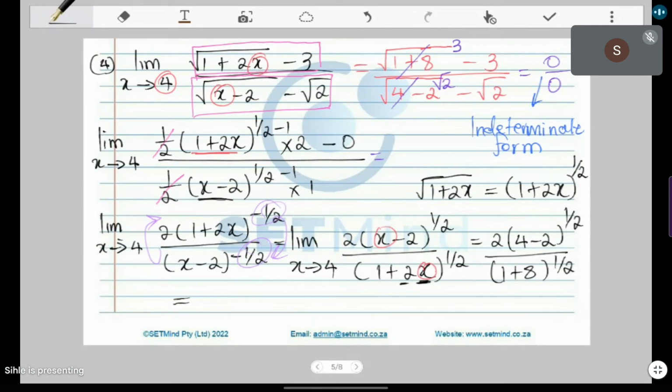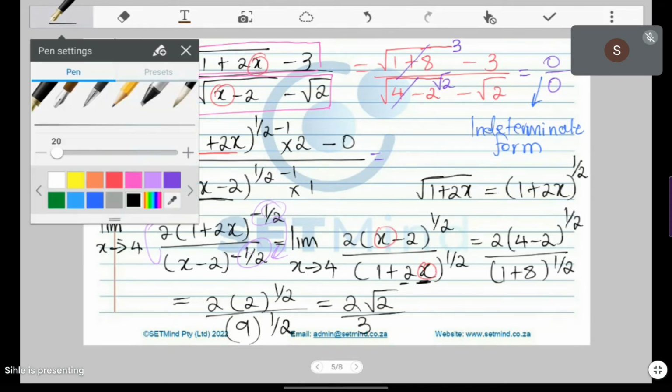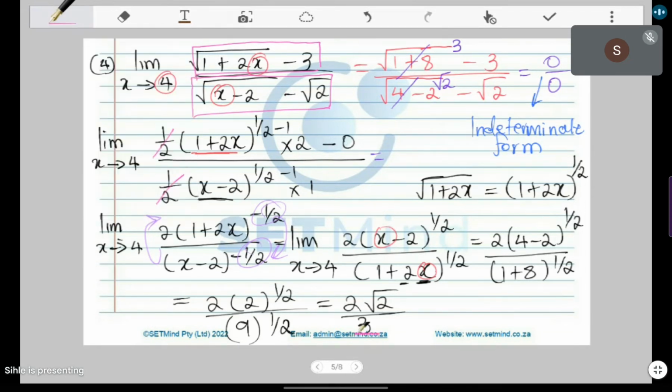So the answer there, if you look carefully, it's just going to be 2 times 2 to the power of 1 over 2, divided by 9 to the power of 1 over 2. And remember, the power of 1 over 2 is simply the square root. So we have 2 square root 2 over square root of 9, which is 3. So this was supposed to be the final answer.